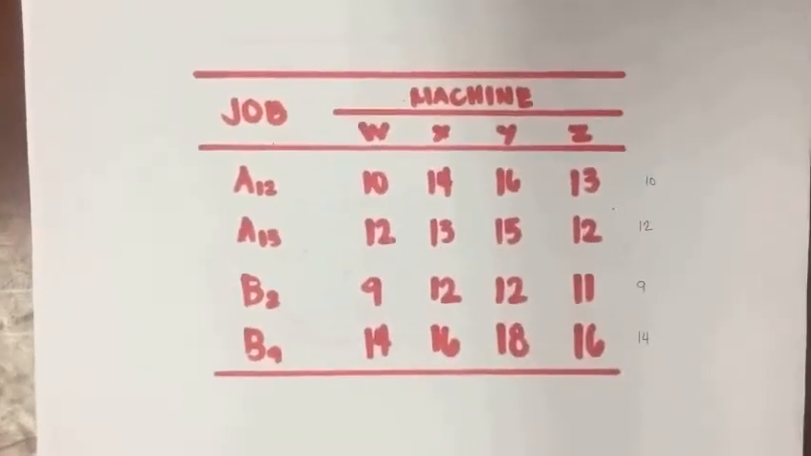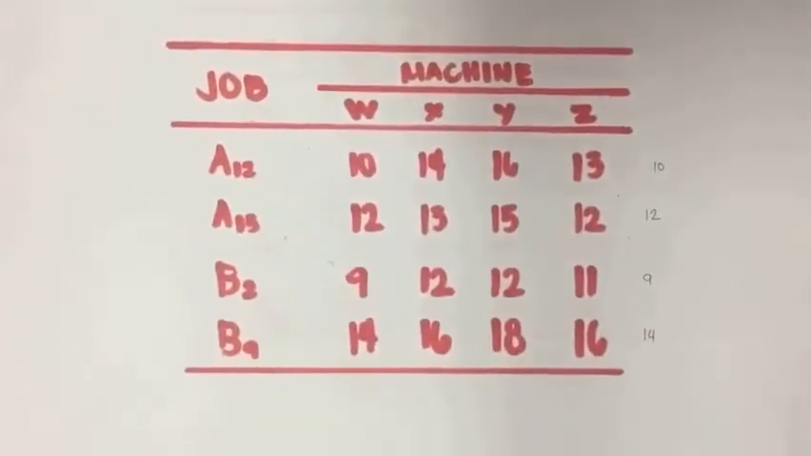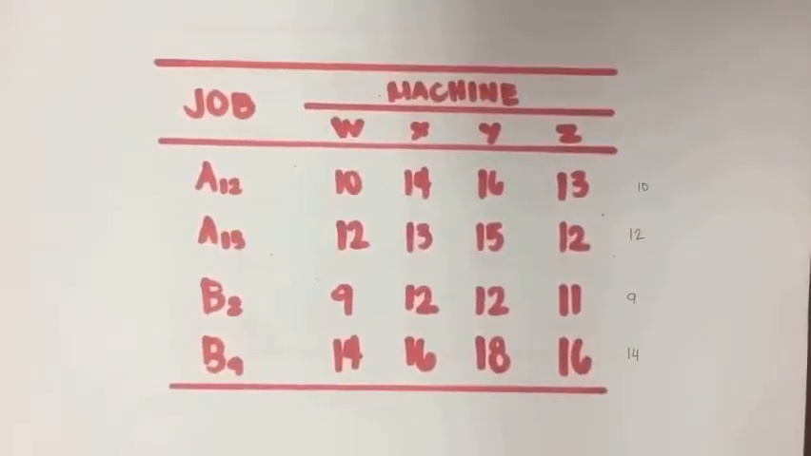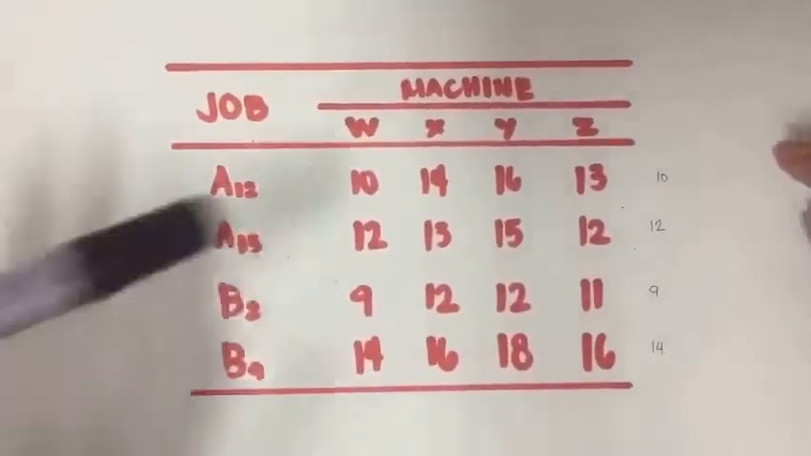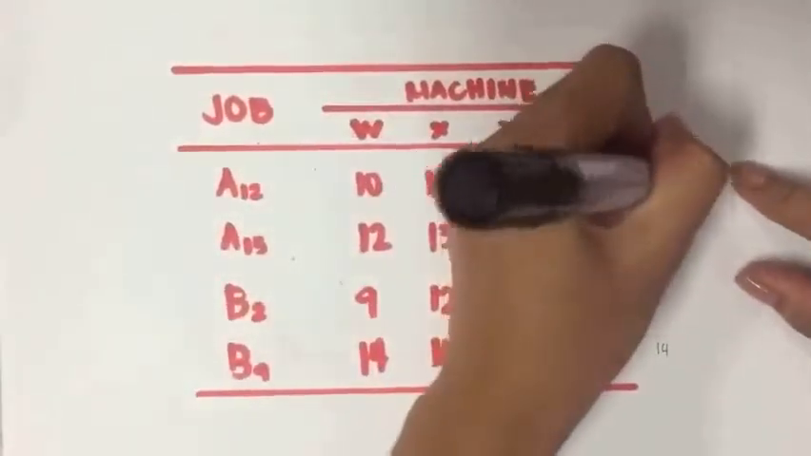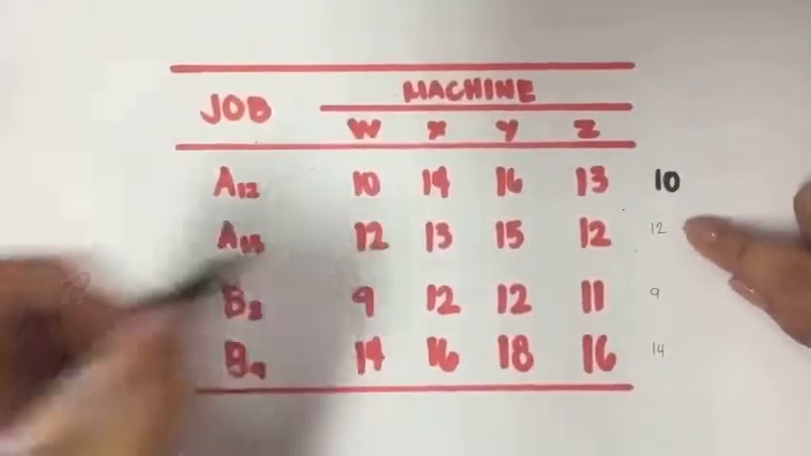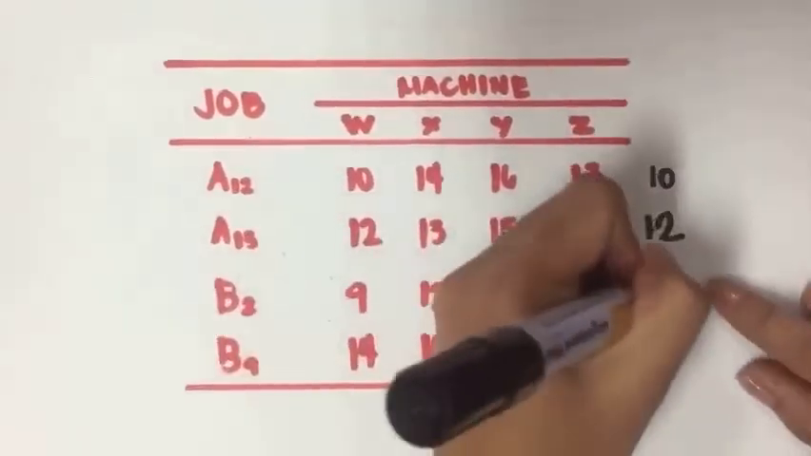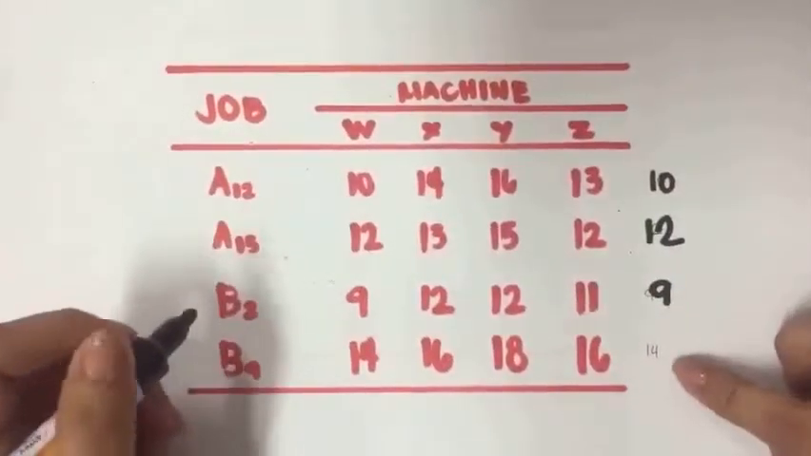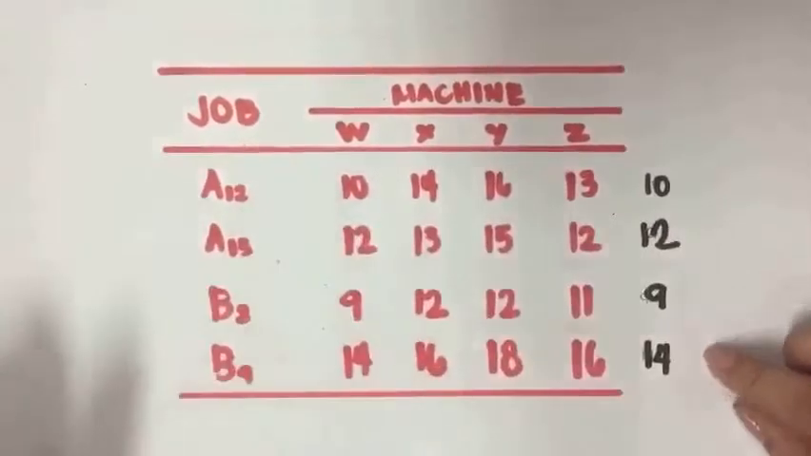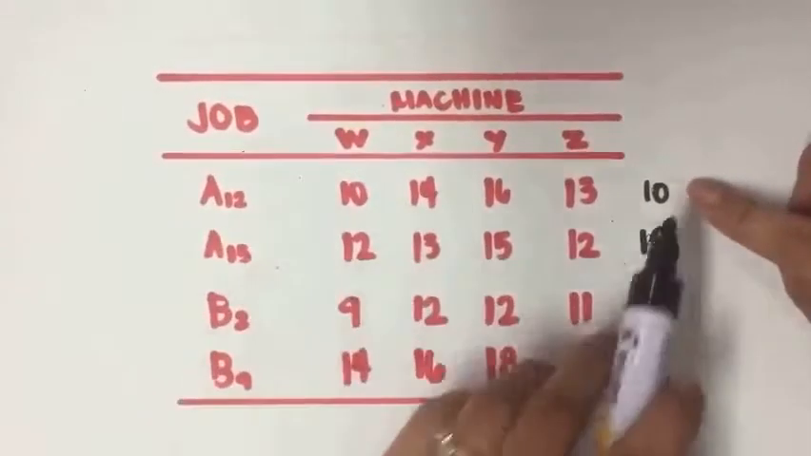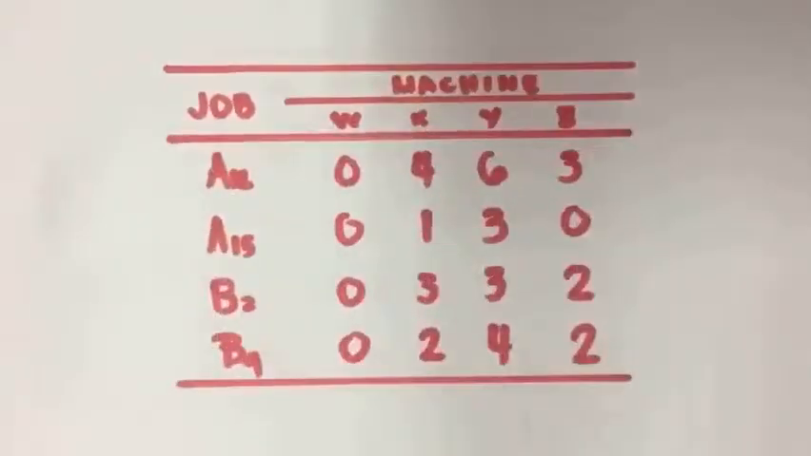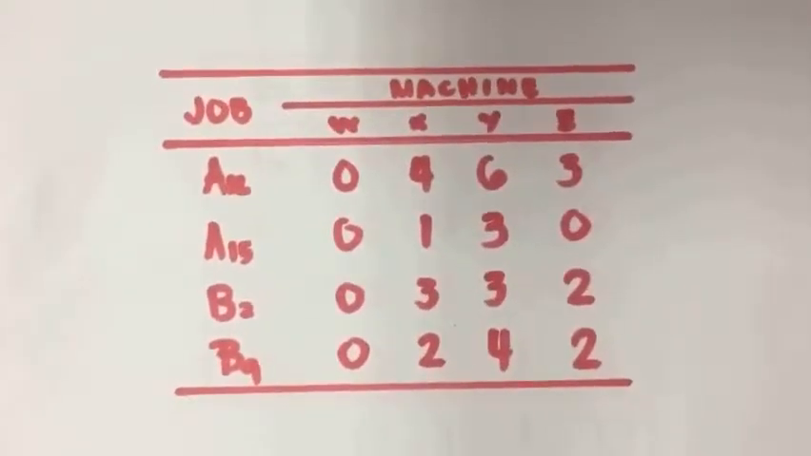For step 1, we have the row reduction. In this step, you need to subtract each number in the row by the smallest value in that row. So in this row, we have 10. And in this row, we have 12. In this row, we have 9. And in this row, we have 14. So you need to subtract these numbers by 10 and so on. So we have now the new table.